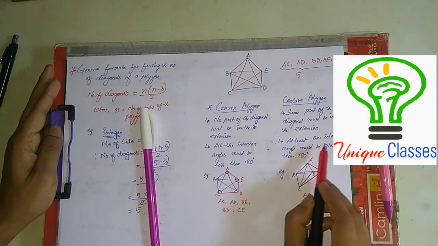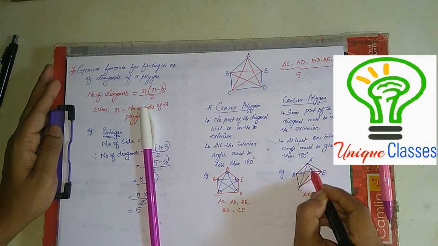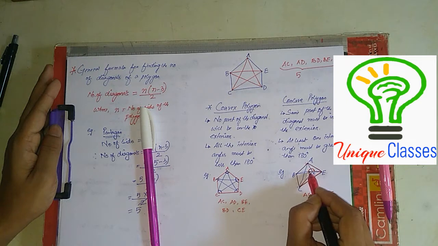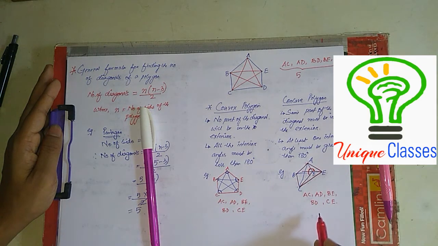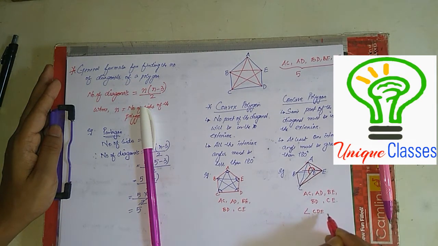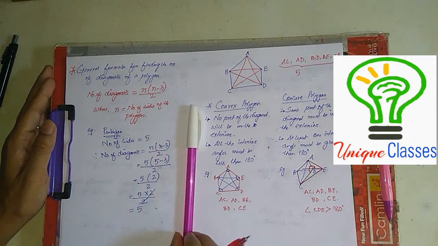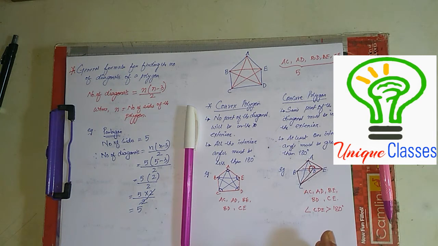And the second criteria, at least one interior angle must be greater than 180 degree. Now this interior angle has to be more than 180 degree, just because if I draw a straight line this way, this angle would have been 180 degree. Now something in addition to this 180 degree will obviously be greater than 180 degree. Fine. Here angle CDE is greater than 180 degree. So I hope you understood the difference between convex polygon and concave polygon.